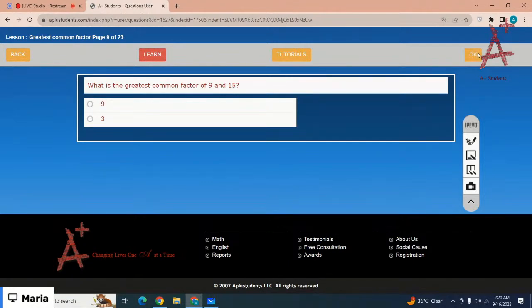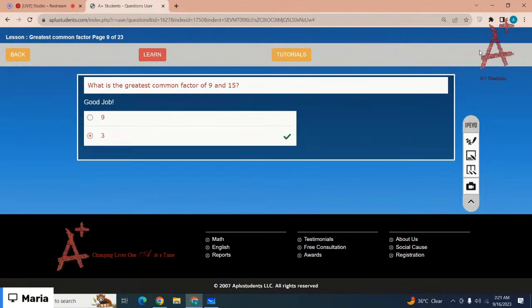Okay, what is the greatest common factor of 9 and 15? Which is the correct option? The correct option is 3. 3 is the correct option, right? Because 3 is the number that can divide both the numbers 9 and 15.